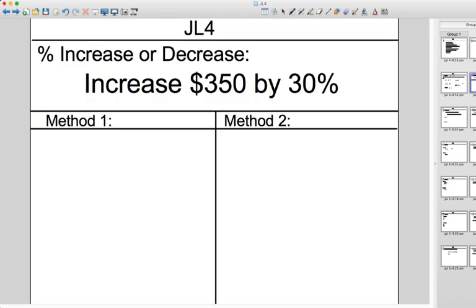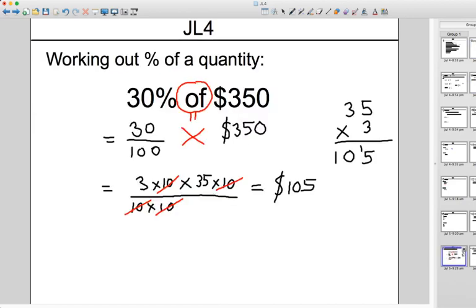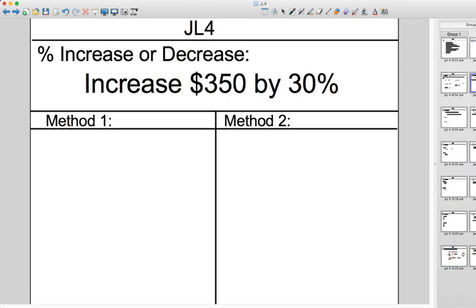Moving on. Percentage increase and decrease. Increase $350 by 30%. Right, so there are two ways of doing this. In fact, actually, because we did 30% here, I'm going to change that slightly. Let's make that 20%.